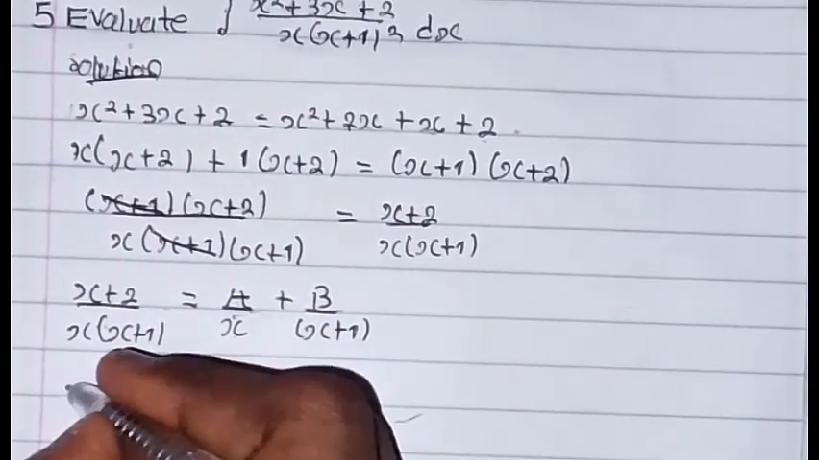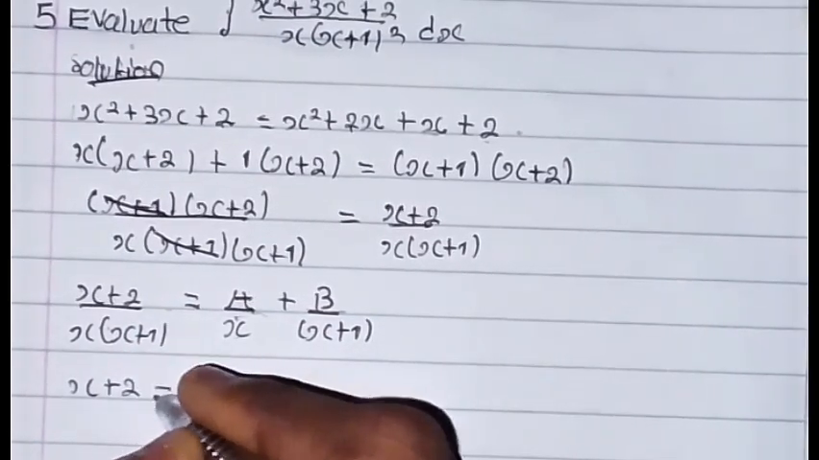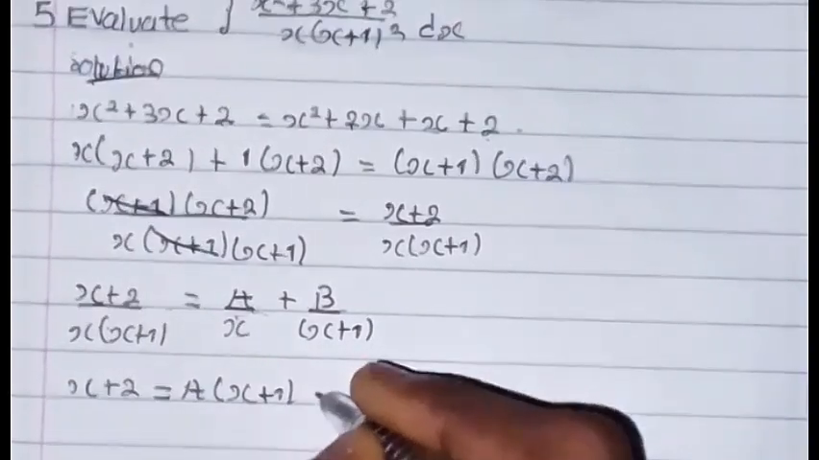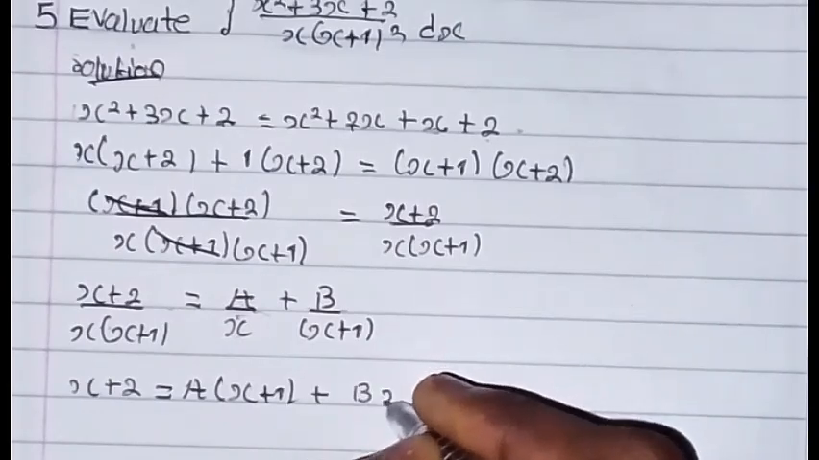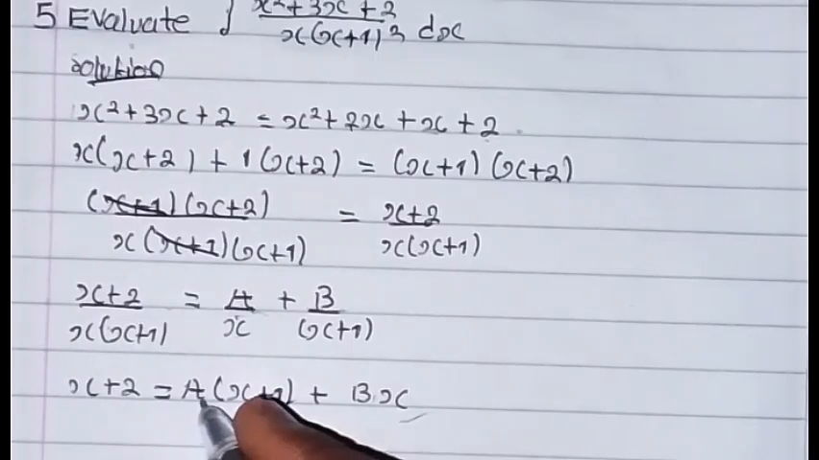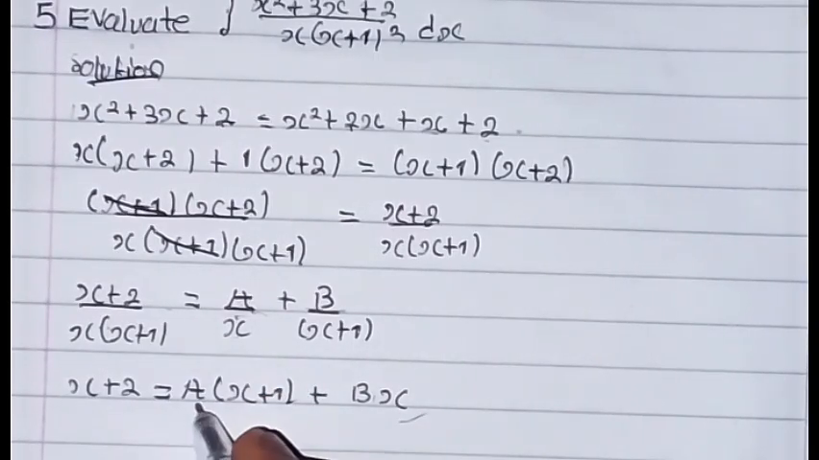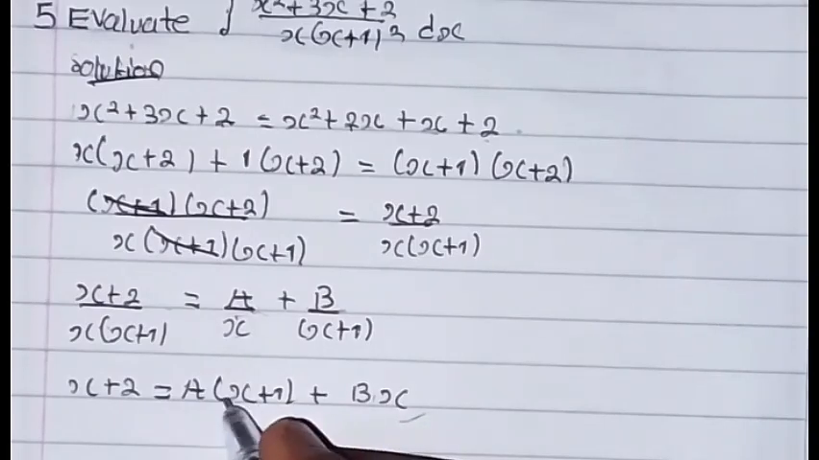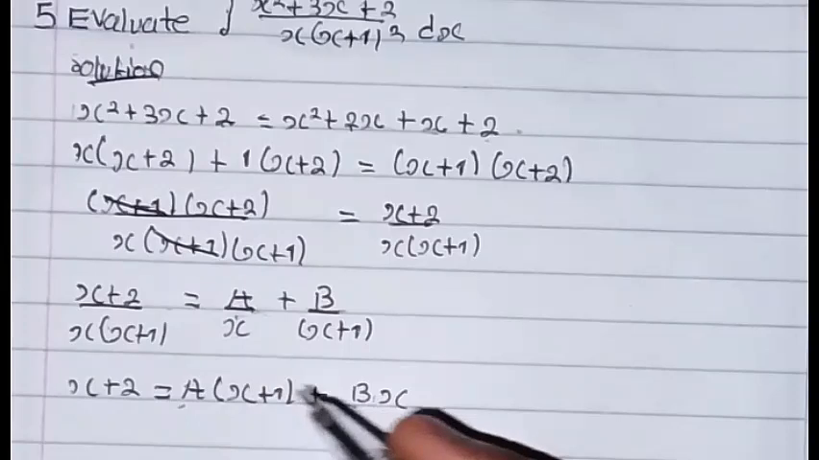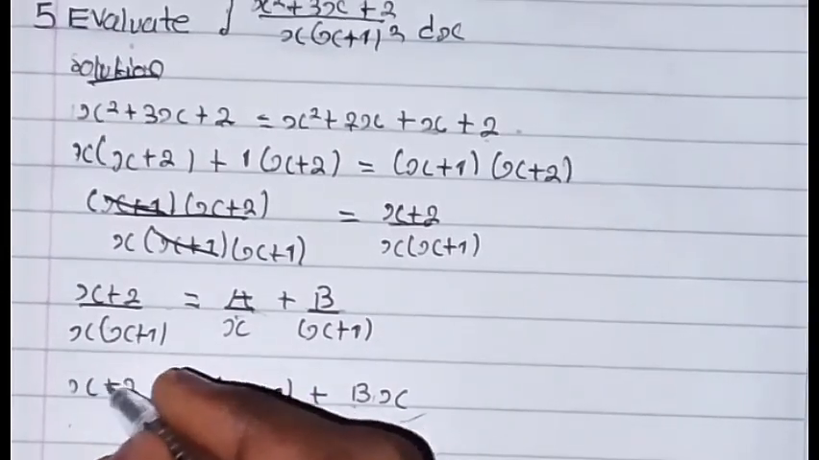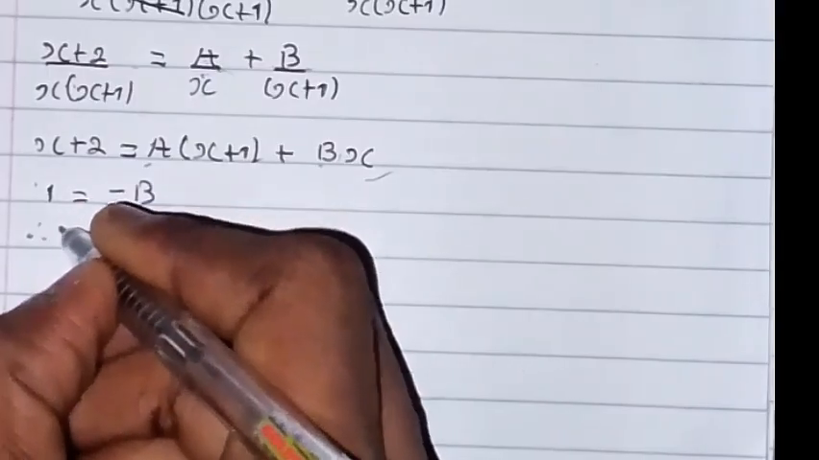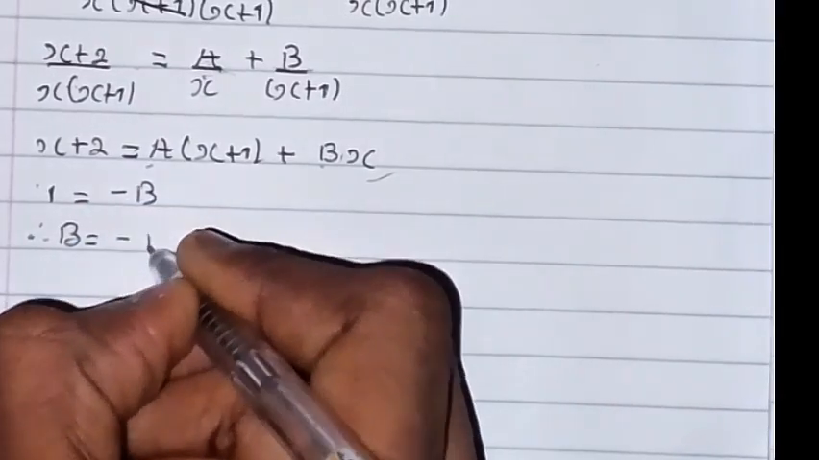So I will say that x plus 2 should be equal to a in bracket x plus 1, plus bx. Now I'm looking for the values of a and b. First off, let's make a 0 so that we can find b. To make a 0, I'm going to take x as minus 1. So if x is minus 1, we'll have minus 1 plus 2, that's 1, equals minus b. Therefore, b is equal to minus 1.